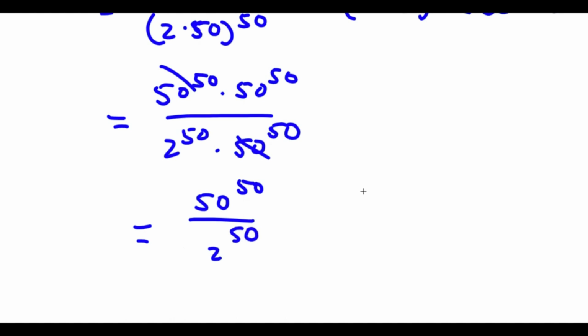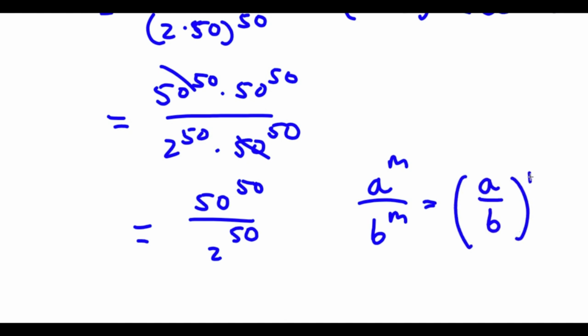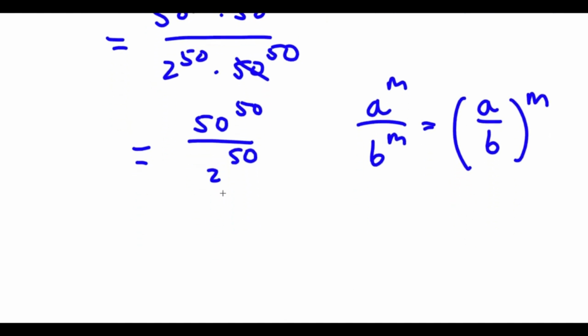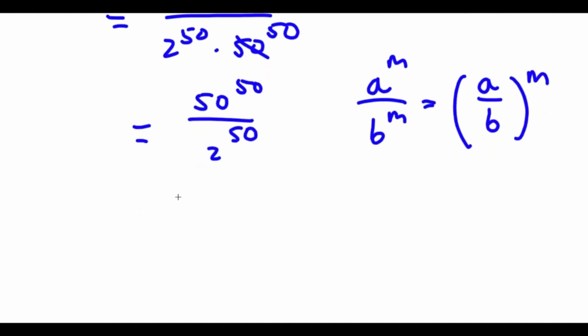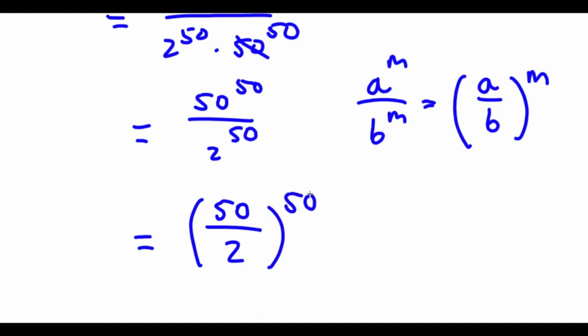Now, if I have something in the form a to the power of m over b to the power of m, this is equal to a over b to the power of m. So in this case, I have 50 to the power of 50 over 2 to the power of 50. So this is going to equal 50 over 2 to the power of 50.